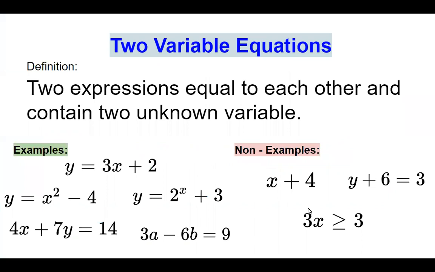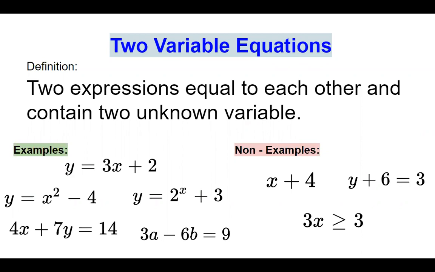So here it is. Two variable equations are two expressions equal to each other. So they don't have to be rational expressions anymore, so we can finally see something other than rational expressions. And they contain two unknown variables. So we're going to see what our two unknown variables are.